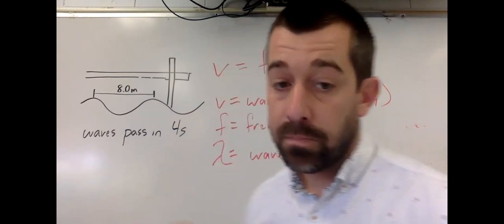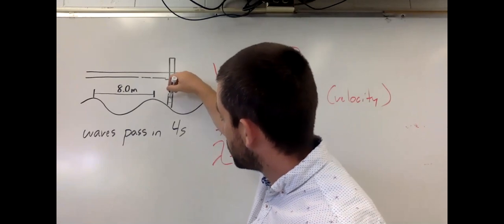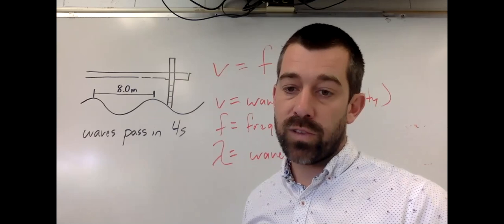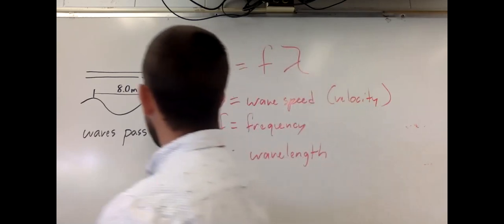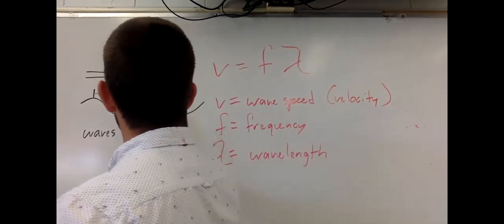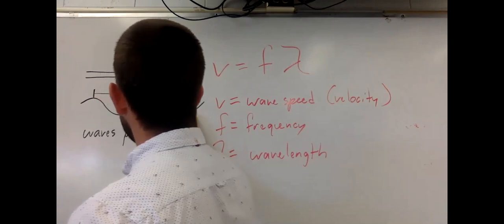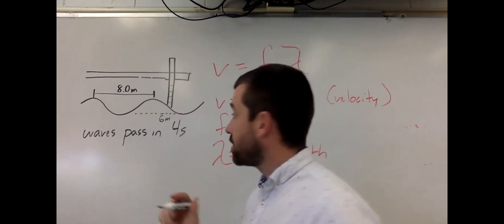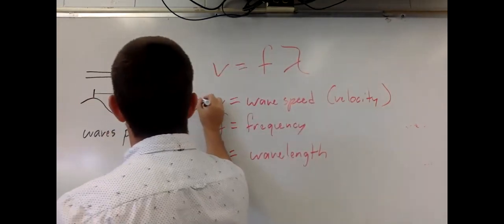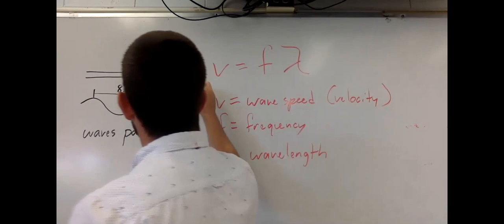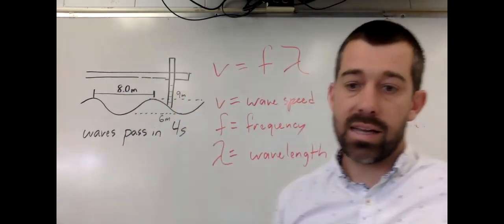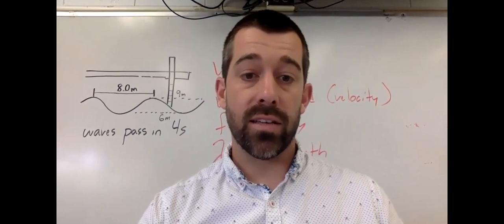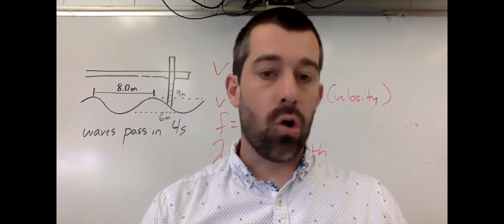It also has markings on this post, submerged in the water, that indicate the water level fluctuates from a trough. So the trough is at 6 meters, and the crest up here is at 9 meters, okay? And now it's gonna ask us a bunch of questions about this, all with the same setup.